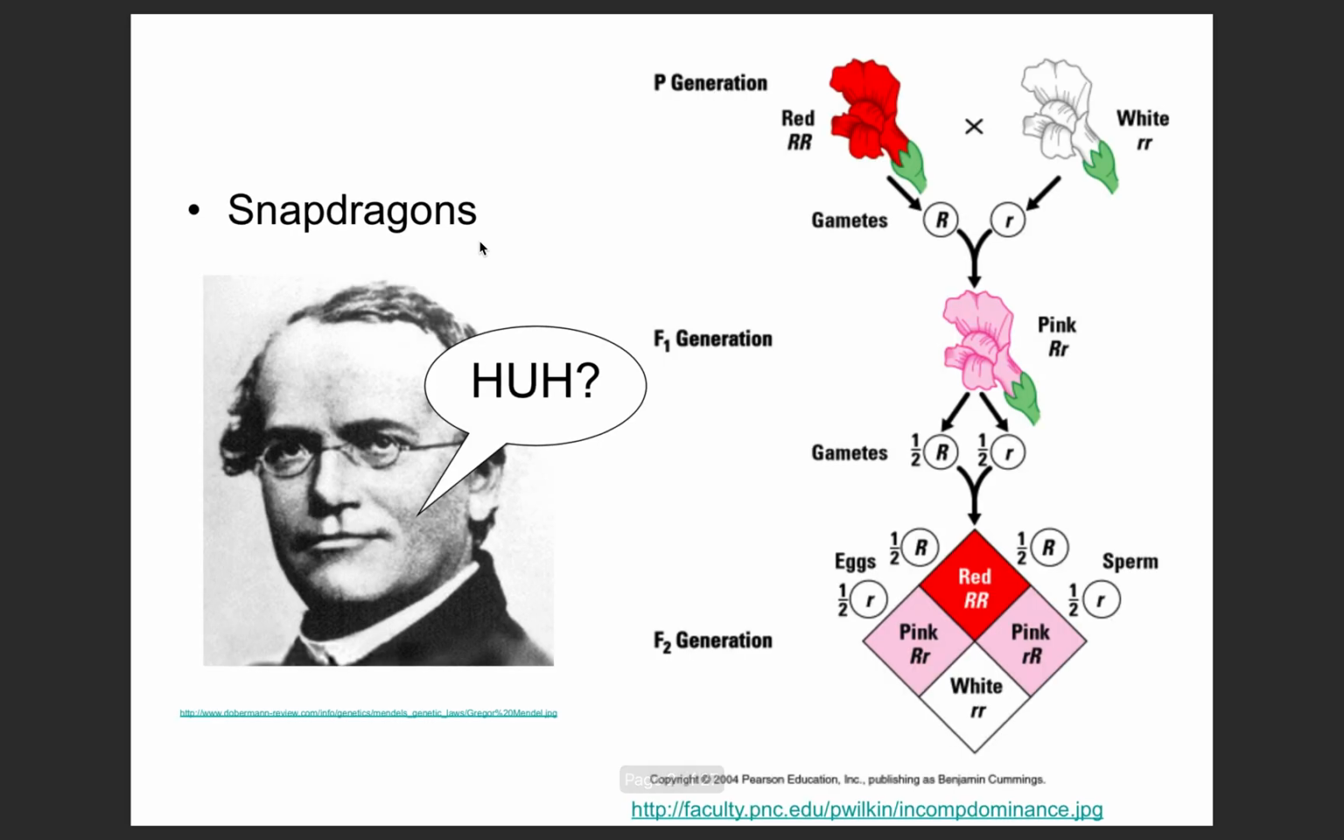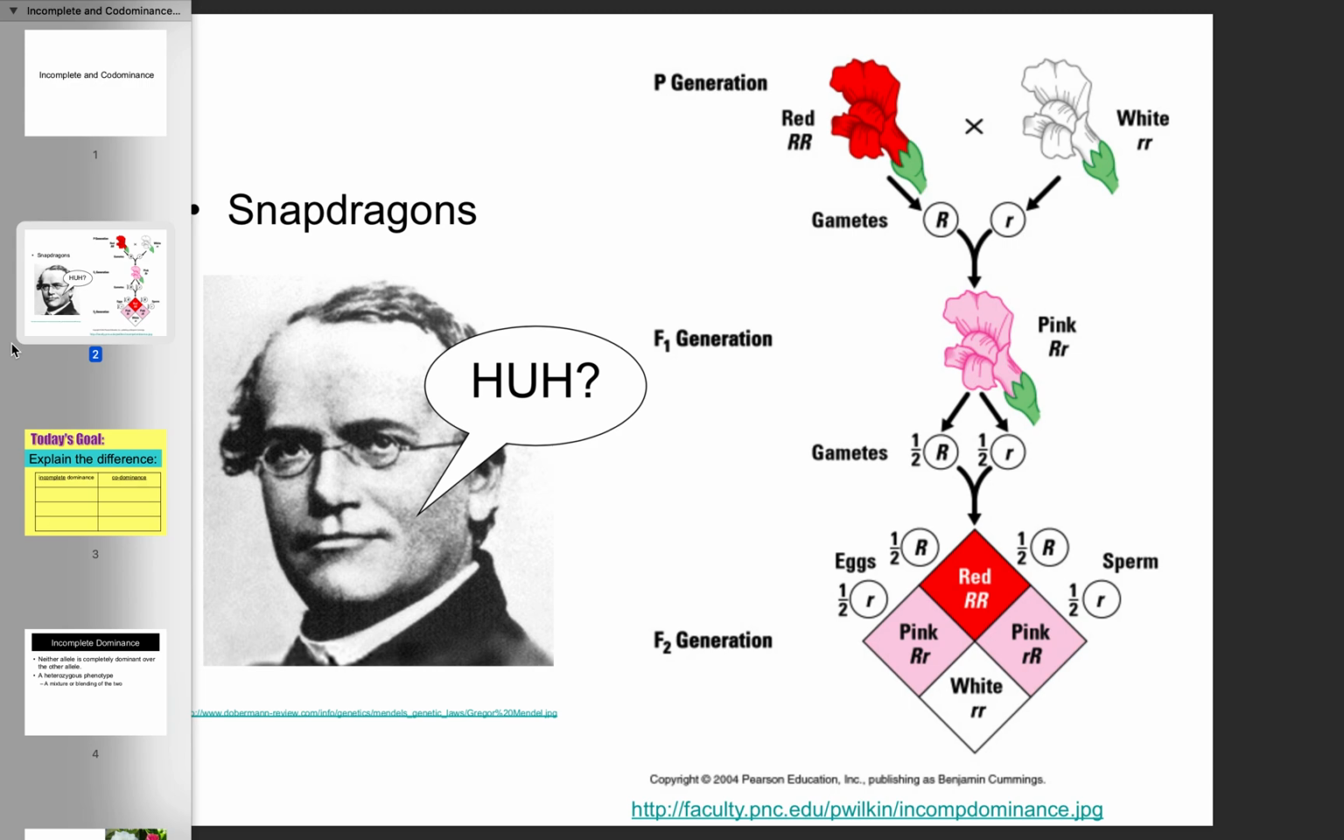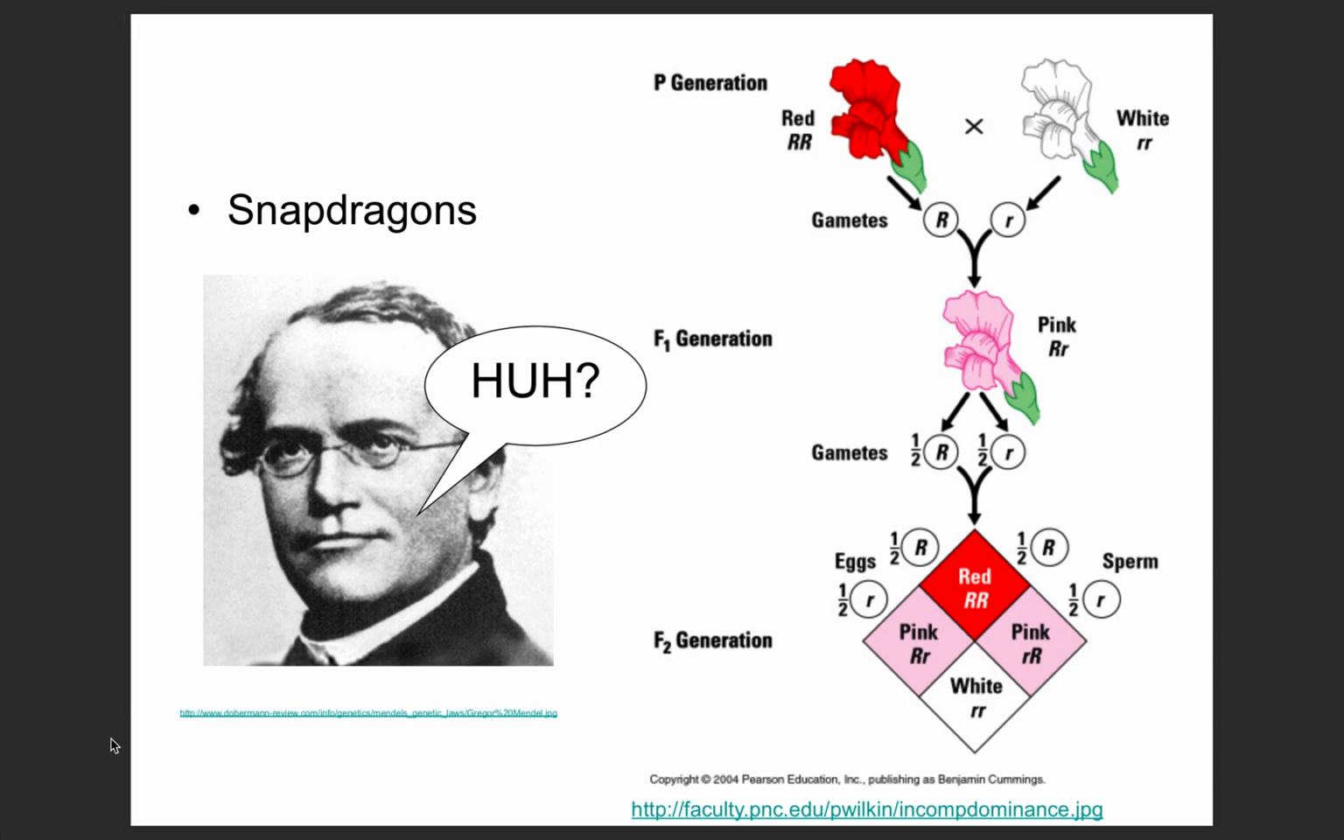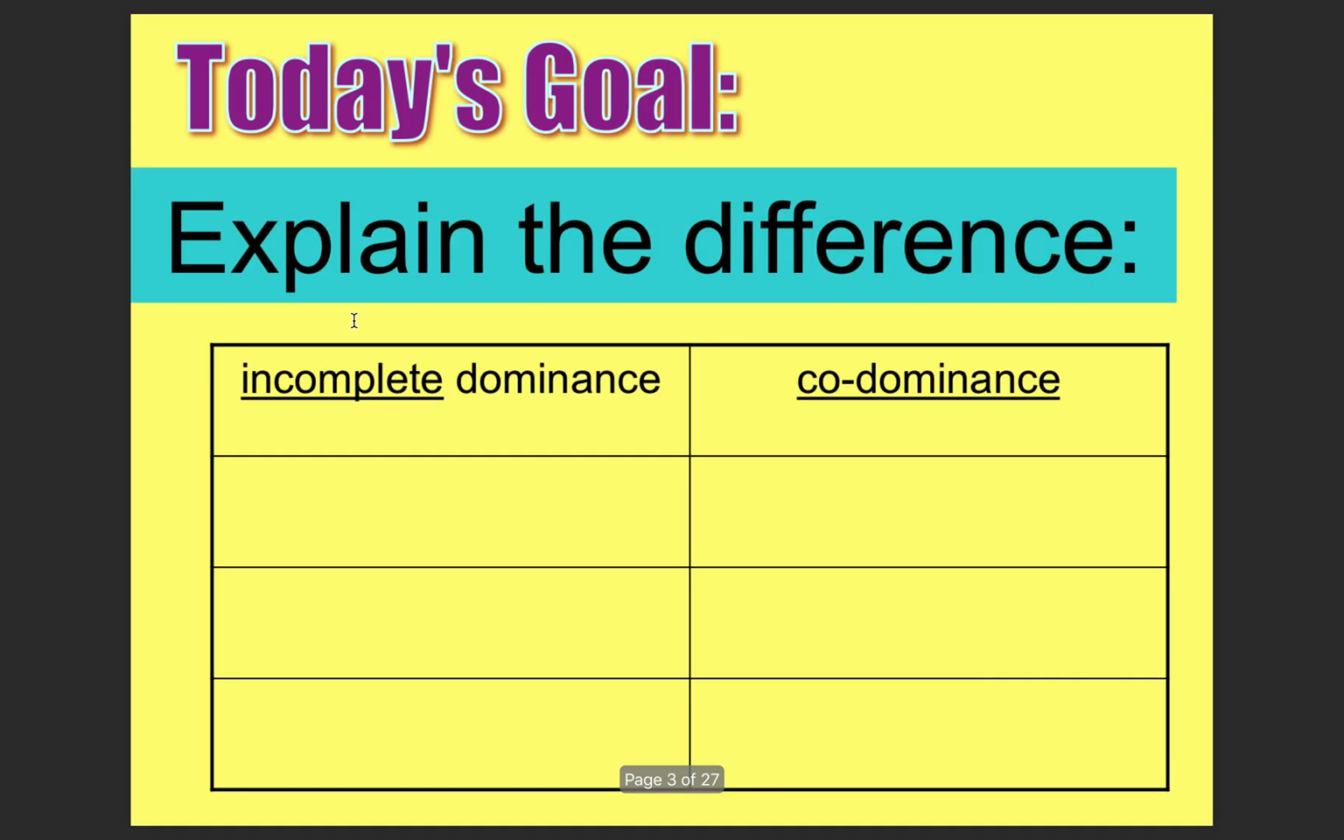So, snapdragons are a type of plant. They're flowers. If you look, you can have the dominant red color, you can have the recessive white color, and then when they come together and you get a heterozygous pair as your offspring, it ends up pink. Alright? So what we're going to talk about is the difference between incomplete dominance and codominance.